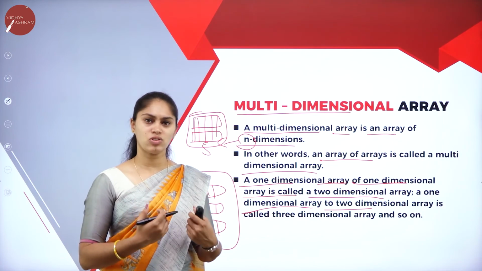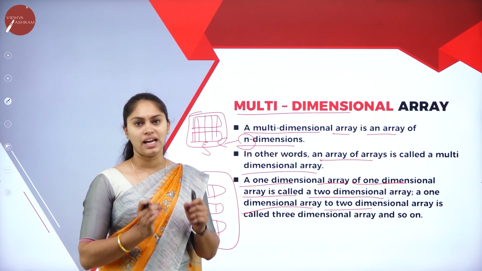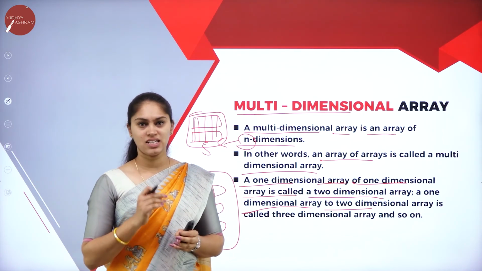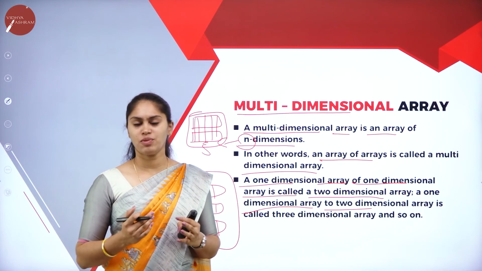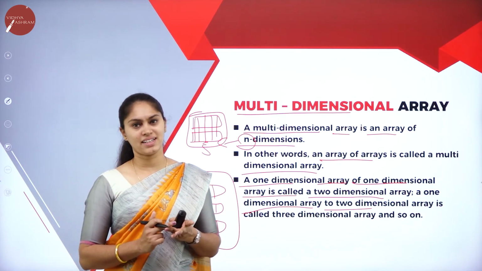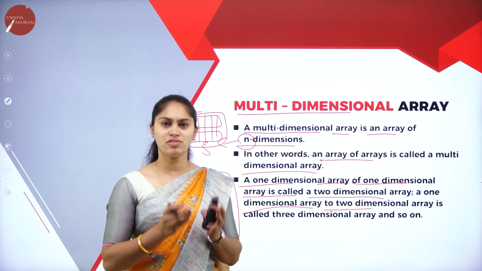Then how can I get to know the location of each element in an array? That is with the help of indices or a subscript, and the subscript value starts from 0 up to n minus 1. And we have types of array: one-dimensional, two-dimensional and multi-dimensional. In brief, I have discussed the definition of each dimension.